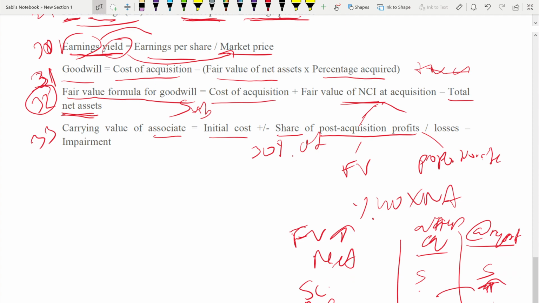And how we have this NCI percentage, no? If subsidiary is 60%, NCI is 40%, nothing like that for associate. Associate is only 1%, 30%, 20%, 35%, okay? If it's losses, you deduct. It could be the share of losses also. Then you have to deduct from the initial cost. Minus impairment, don't forget this. Goodwill impairment.